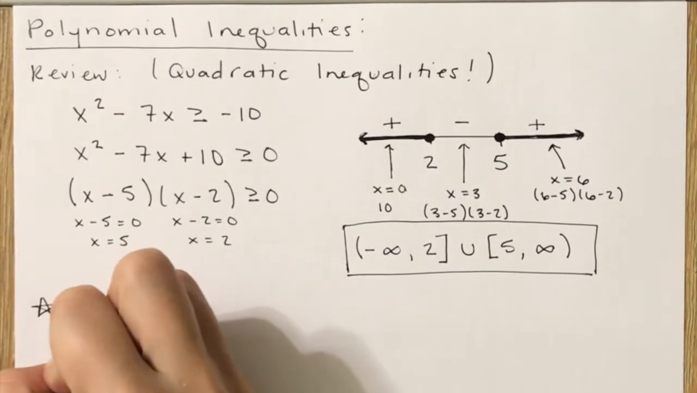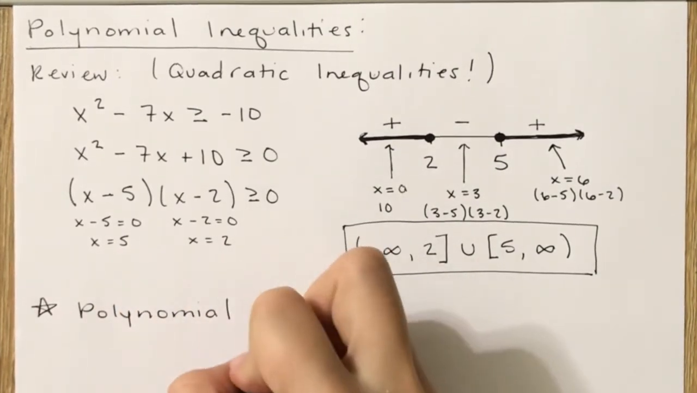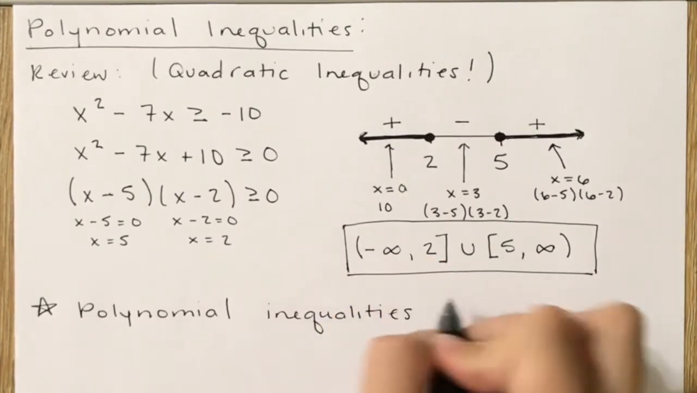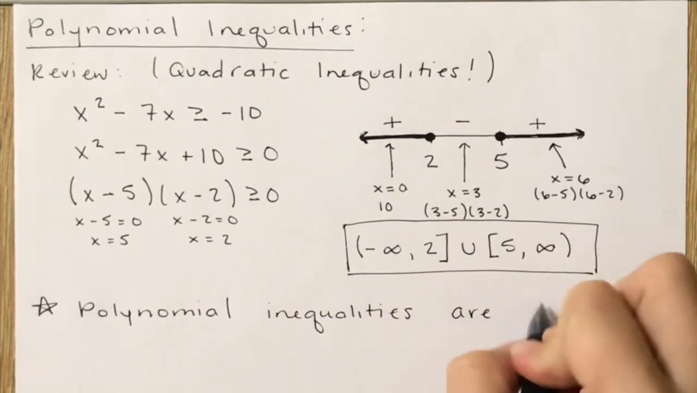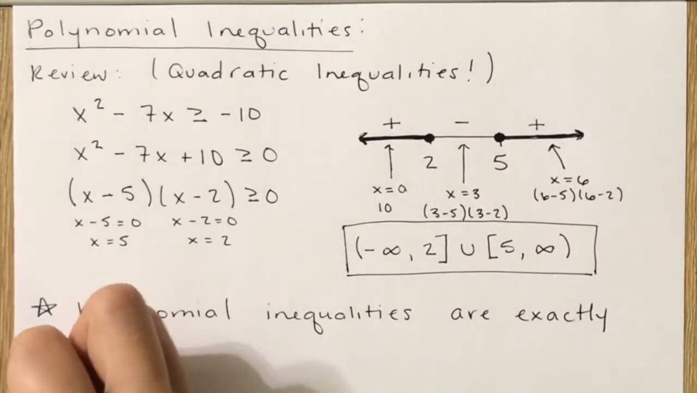Polynomial inequalities, I'll say it again, are exactly like quadratic inequalities.